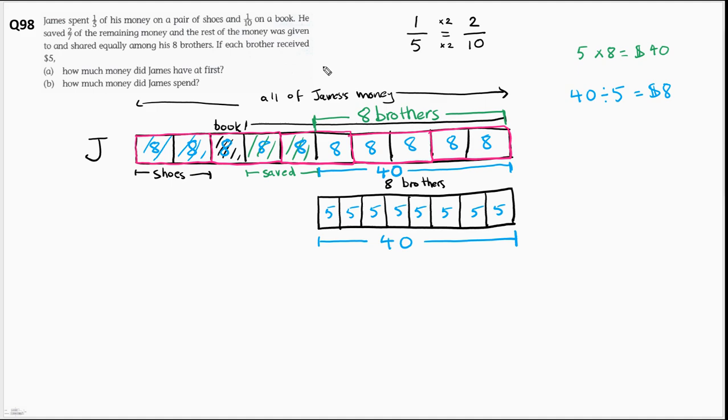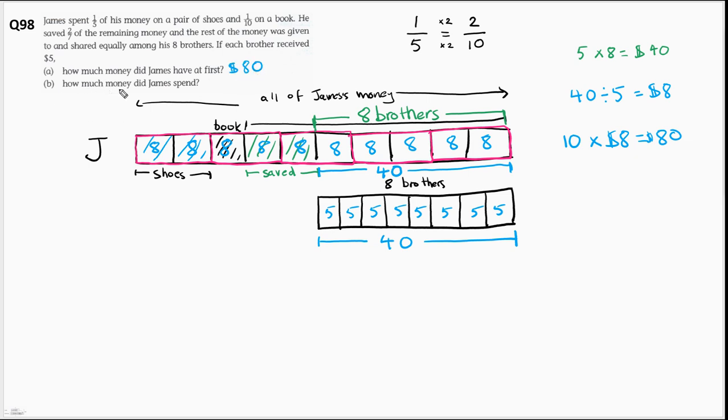We must be able to answer some questions now then. So what are we asked? How much money did James have at first? Well, this is all of James's money and we split it into 10 parts at first. So at first he must have had 10 times $8, which is $80. That's nice and easy.